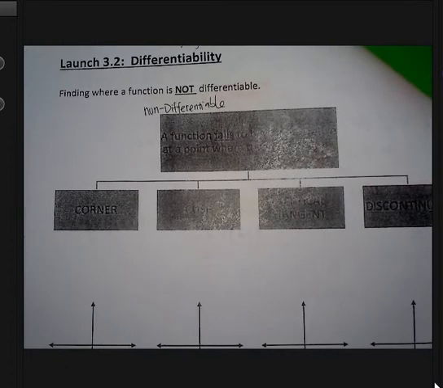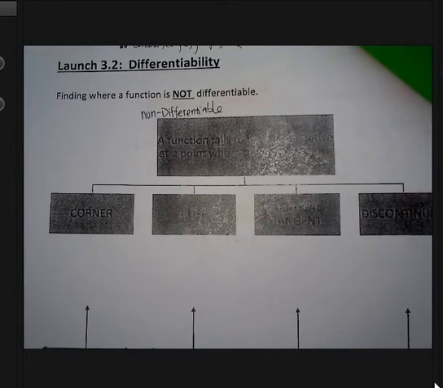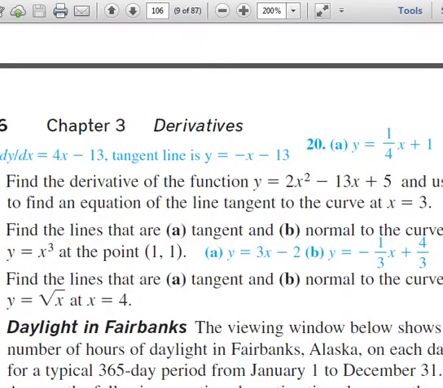Okay, so where are the places where a function will be non-differentiable? They will be non-differentiable if there's a corner, a cusp, a vertical tangent, or a discontinuity. And actually there's a few more, but they're kind of encapsulated in these.